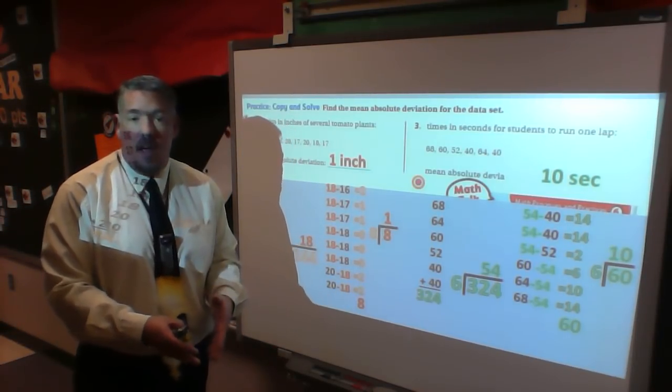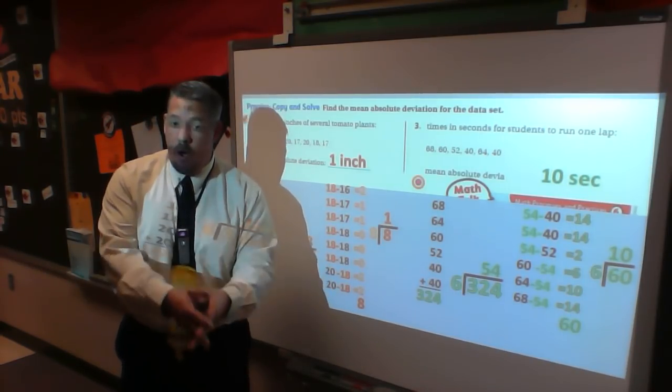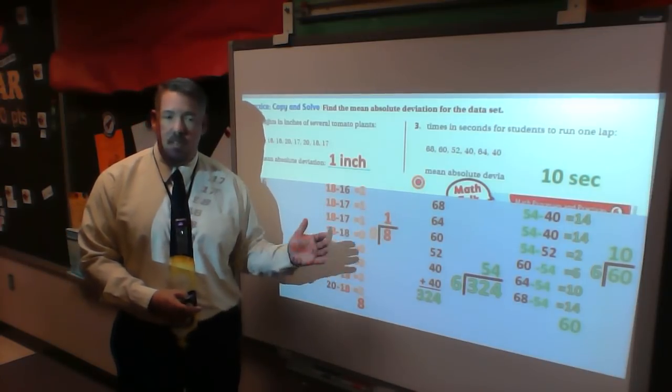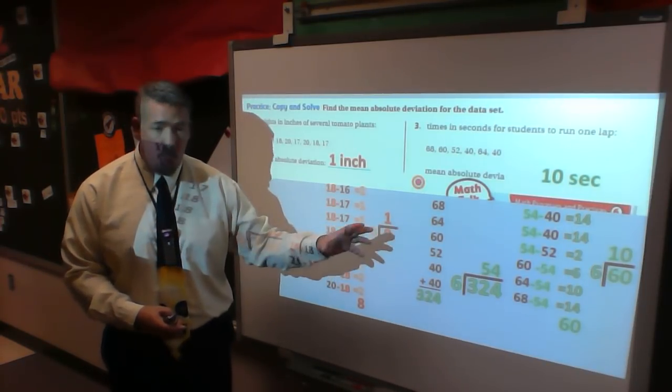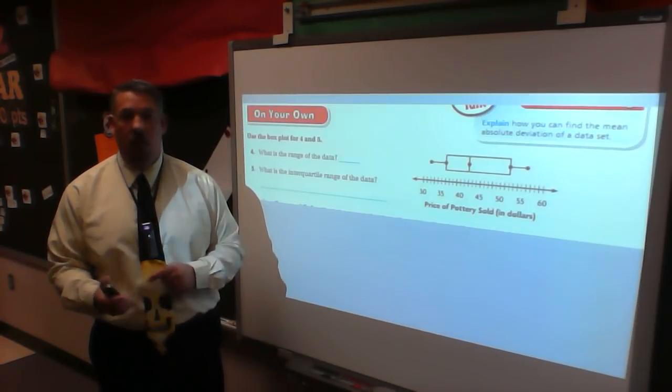Not difficult, but it is a lot of steps. I just have to write it down, and then when I do my mid-chapter checkpoint tomorrow, I can come back to my book and see all of these steps and remember the process that we followed to get to that answer. Moving on.